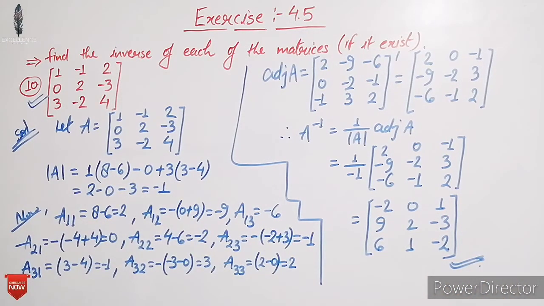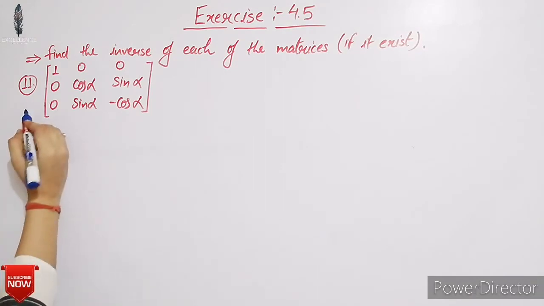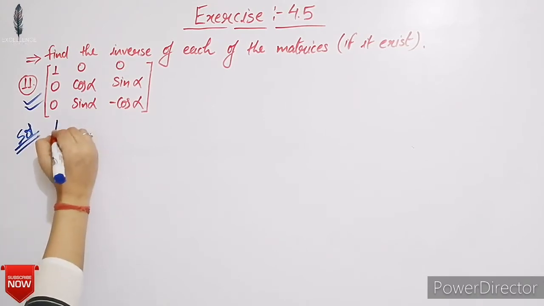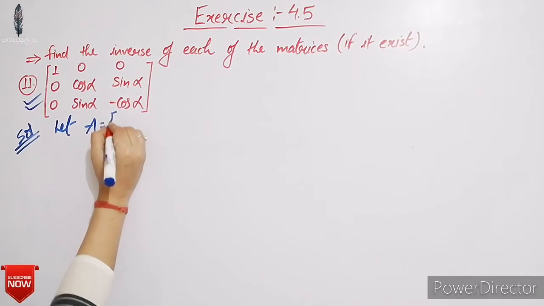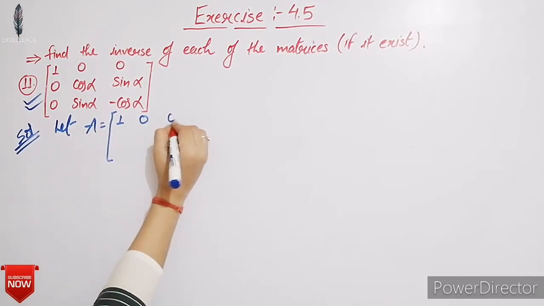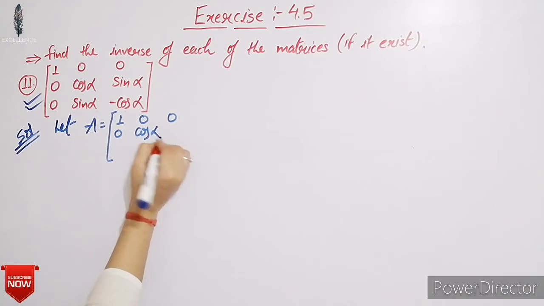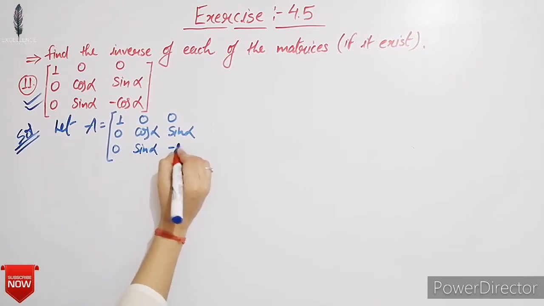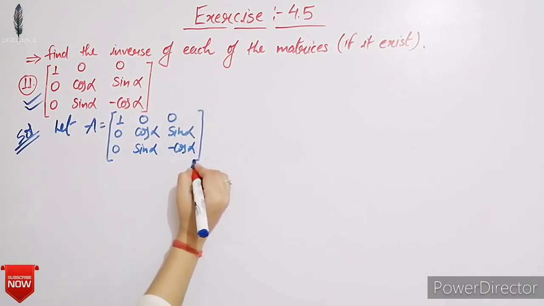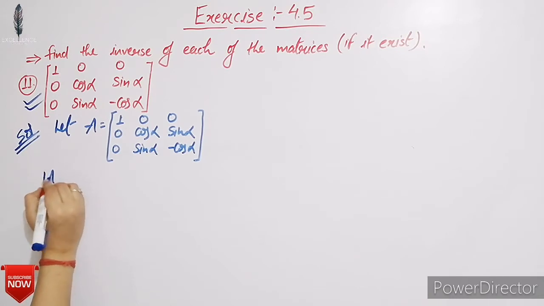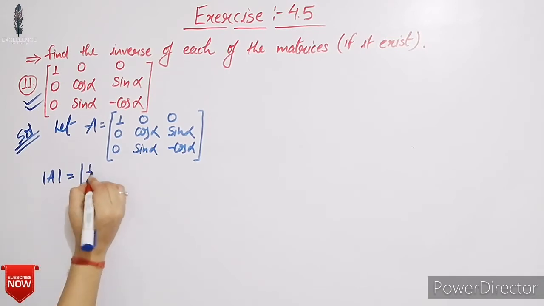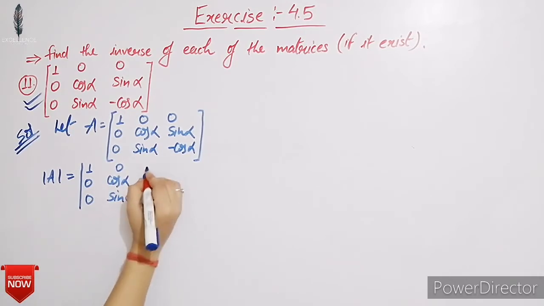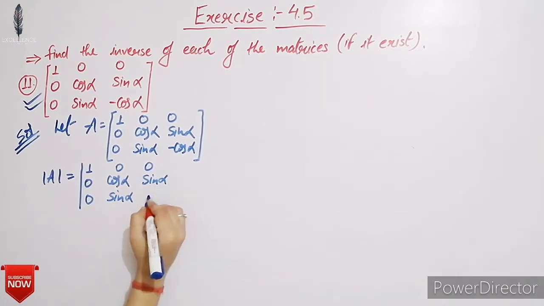Now let's see the next question, question number 11. Here we also have a given matrix of order 3. Let's solve it. Let A equal to [1, 0, 0; 0, cos alpha, sin alpha; 0, sin alpha, -cos alpha]. First we have to find its determinant value. So the determinant of A is equal to the determinant of 1 0 0, 0 cos alpha sin alpha, 0 sin alpha -cos alpha.